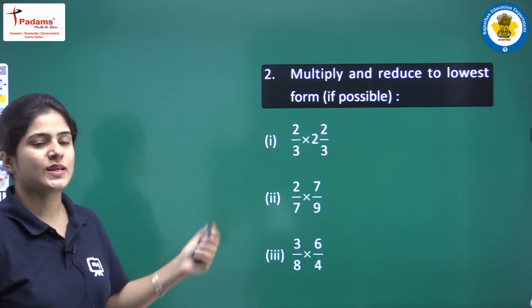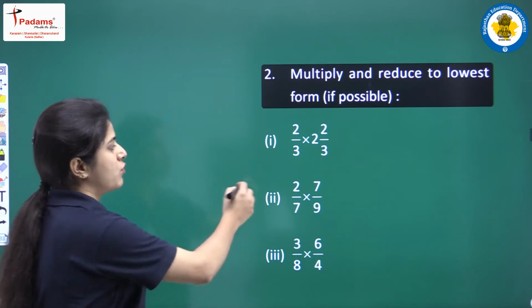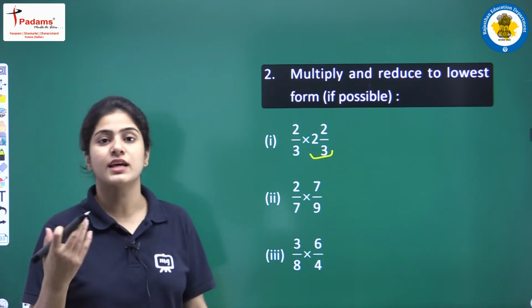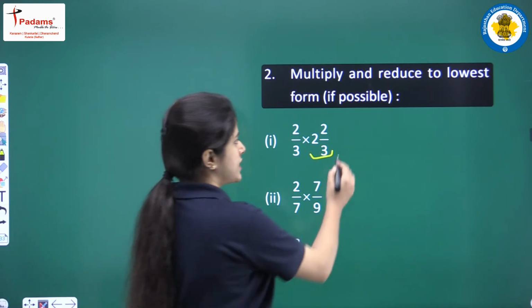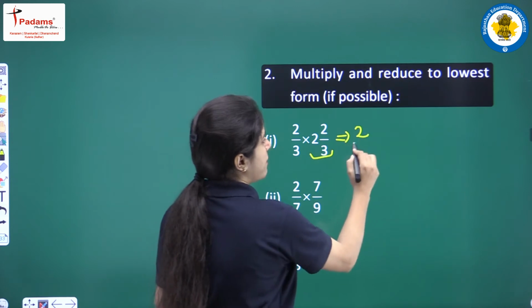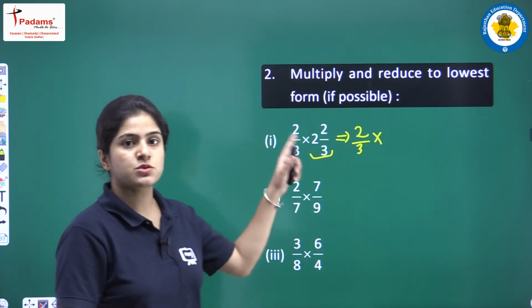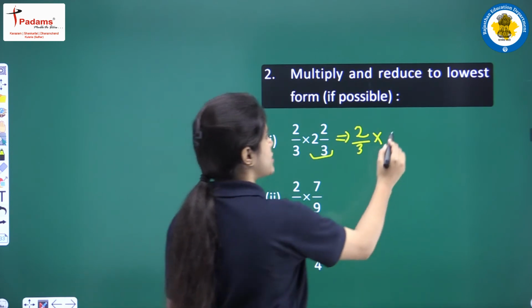Alright students, so let us discuss the first question. What is this? This is in the mixed fraction. So firstly you need to convert the mixed fraction into the improper fraction, right? So this is 2 upon 3. 3 into 2 is equal to 6, and 6 plus 2 is equal to 8, okay, 8 upon 3.